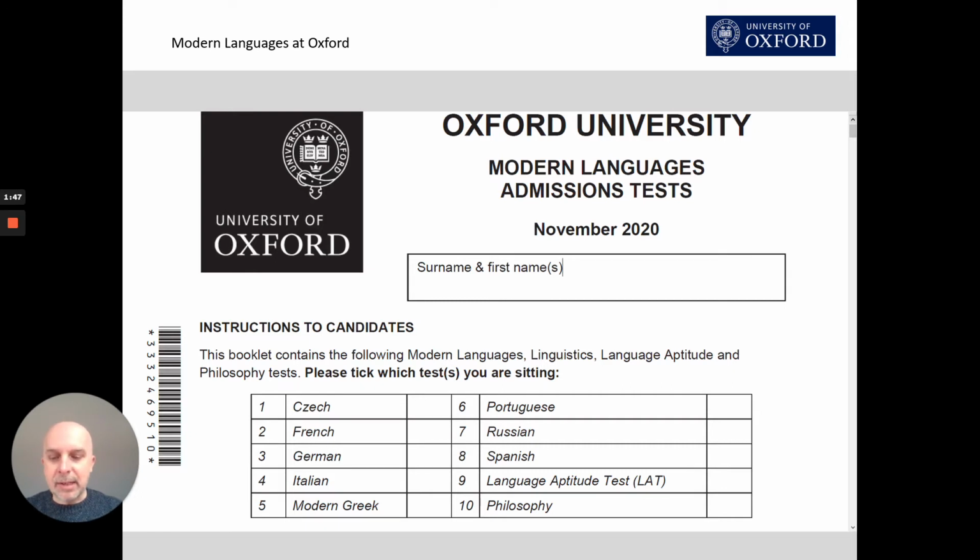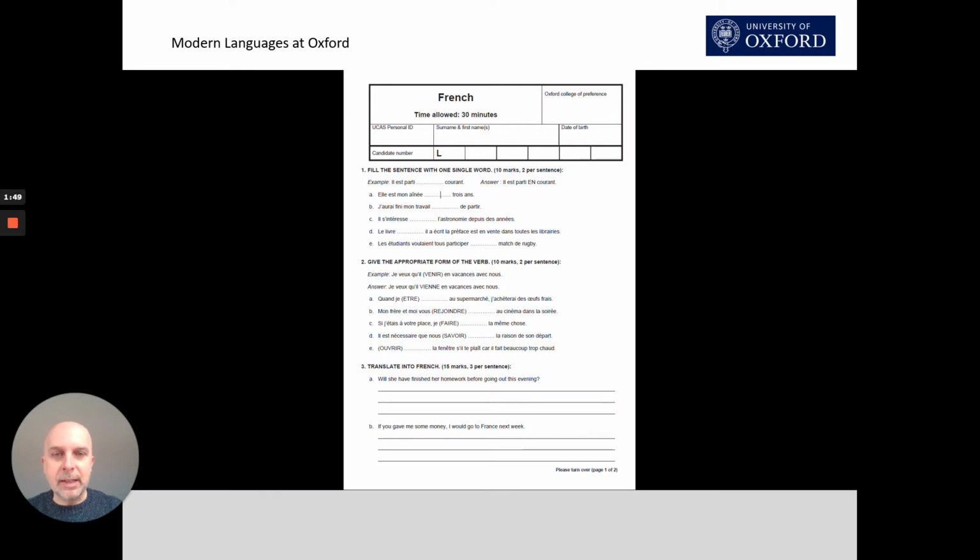So if you look through the test, you will see 2-page tests on each of the languages. This is the first of the 2 pages on French, and you can see here it starts with a fill in the gap exercise and then moves on to more complex questions, where here you can see translating whole sentences from English into French. The other languages work more or less the same way.